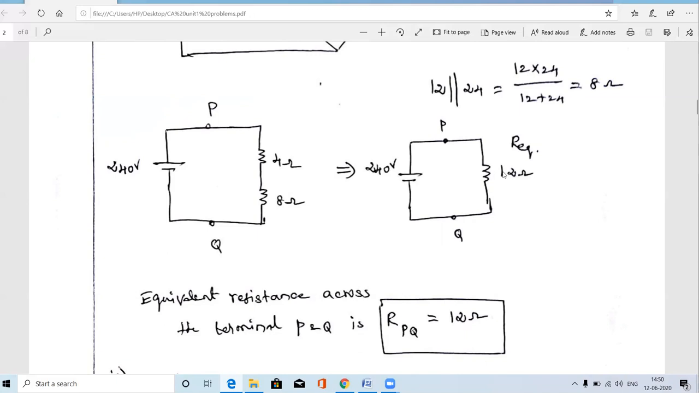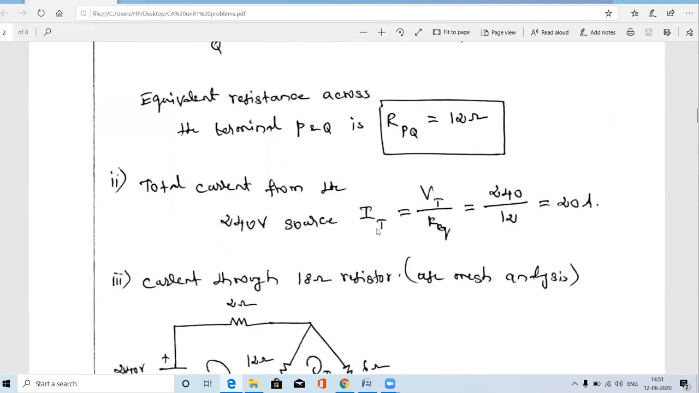According to Ohm's law, this is the voltage applied across the 12 ohm resistor. So what is the current flowing through this resistor? The current I is equal to V divided by R. So the total current is equal to the total voltage divided by the total resistance, that is the equivalent resistance. So 240 divided by 12, the answer is 20 amps. This is the total current supplied by the 240 volt source.